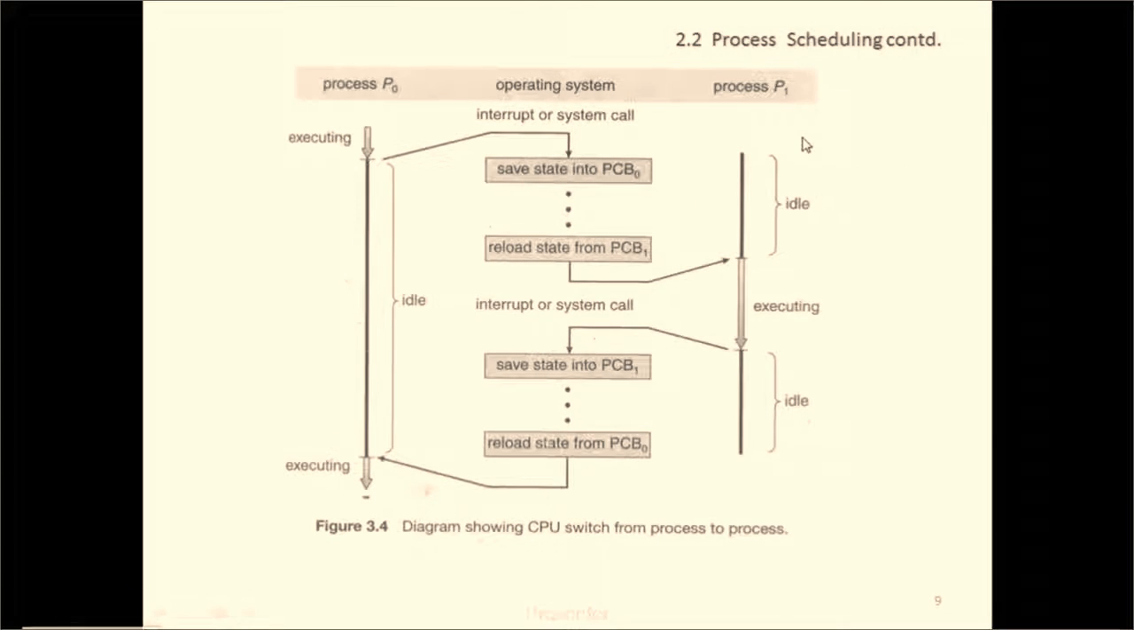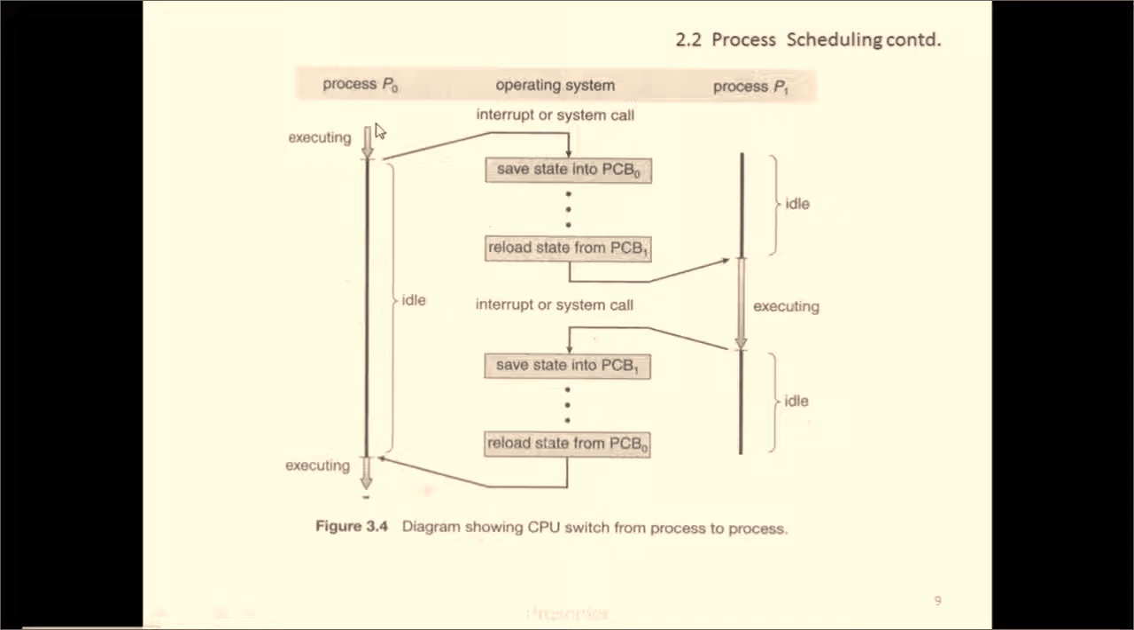Now here is an example showing CPU switch from process to process. This line is there for the process. It indicates the status as executing or idle. This is for process P0, this is for process P1. In the middle is what is shown: the actions taken by the operating system. Now we start from the top. Process P0 is under execution. Needless to remind you, concentrate on the mouse movements.